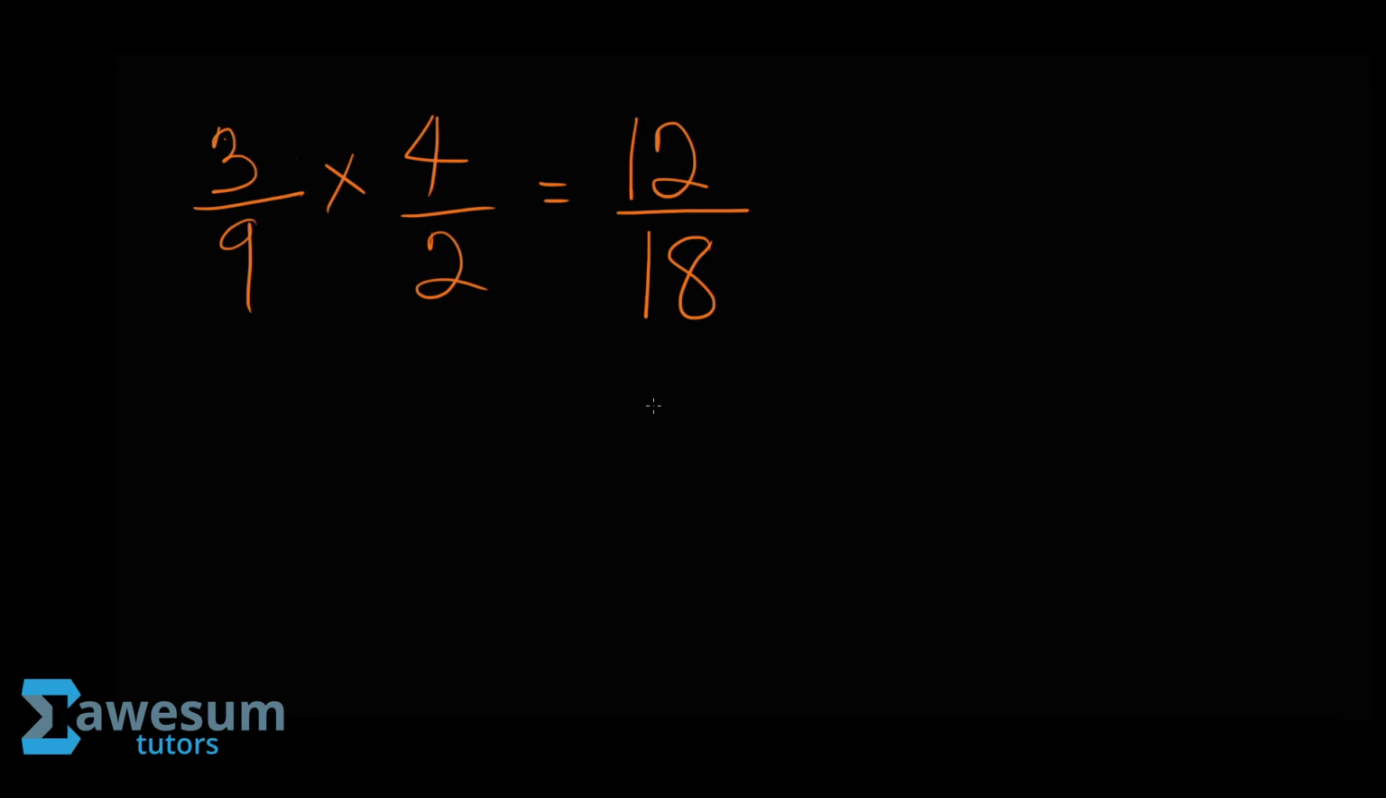Very good. So if you take a look at this, I can simplify this further. If you know your multiplication tables very well, you realize that 6 can go in 12 and 6 can go in 18. So 6 in 12 gives me 2, and 6 in 18 gives me 3. So my final answer is 2 over 3, because nothing can simplify this further.